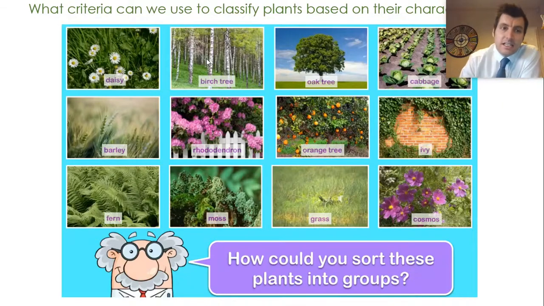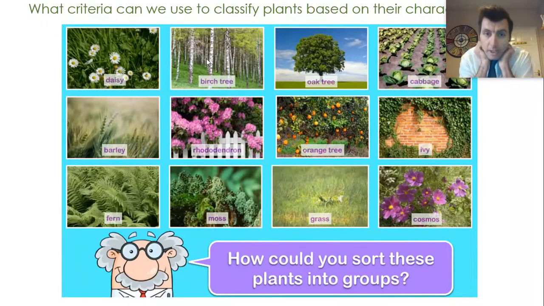Now, if you have a look at these plants, we've got a daisy, a birch tree, an oak tree, a cabbage, barley, rhododendron, orange tree, ivy, fern, moss, gravy, and cosmos. So we've got these 12 different plants. What I'd like you to do is your first task in your head, and pause the video while you're doing that. If we were trying to group some of these plants together so we can find a partner for some of these plants within the picture on the screen, or we can find some that are linked somehow, which would you link? So look around, look at the features of these different plants that you can see on the screen.